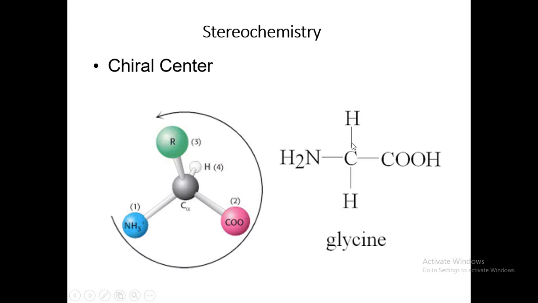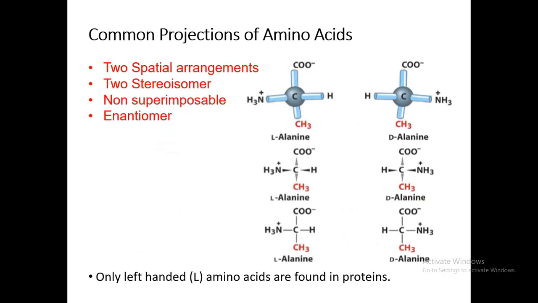So we can see here the glycine has an alpha carbon, and this alpha carbon is bound to 2 of the same atom, that is hydrogen, and 2 different groups, one is the amino group and one is the carboxylic group. So except glycine, from the 20 amino acids, all other amino acids have a chiral center, or all the amino acids are chiral.